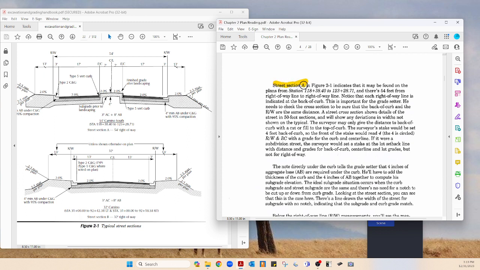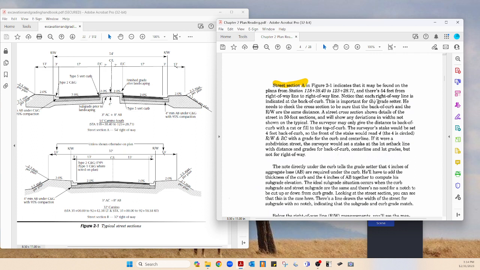Street section A. I hate it like that. Anyway, that's good enough for now. Maybe if I save it, it'll quit doing that. Okay, street section A in figure 2-1.